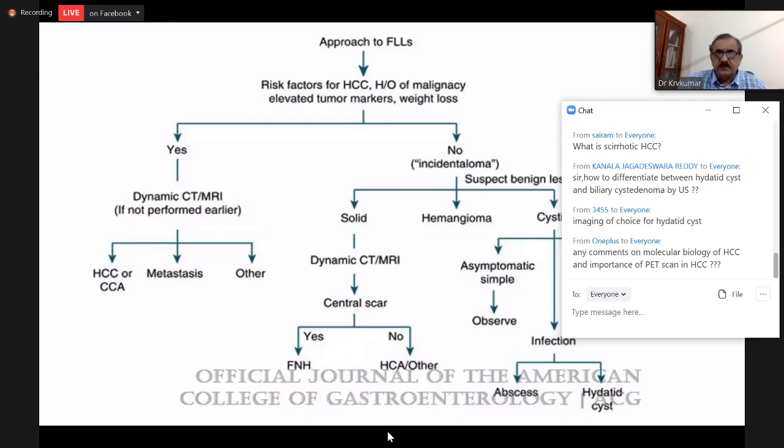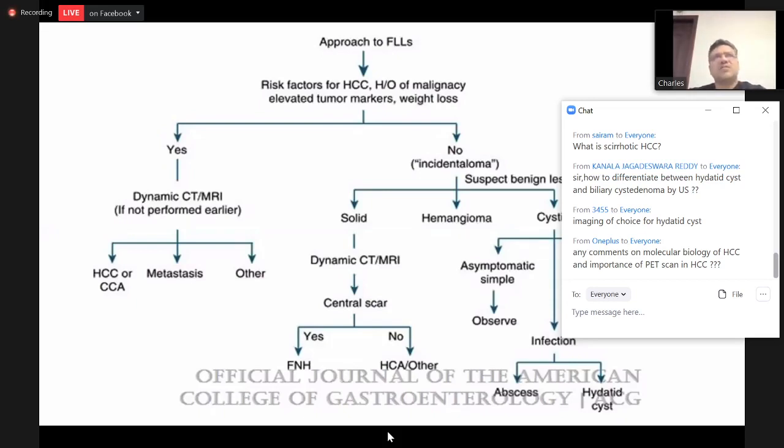How to differentiate between hydatid cyst and biliary cyst adenoma by ultrasound scan? No, hydatid cyst, whenever you see small daughter cysts, calcification, and what is called the water lily sign, where you see the endocyst that is dissected from the wall and floating in the cyst, then you think of a hydatid cyst, and there'll be the history of travel, and you do a hydatid serology that will be positive. That's when you think of a hydatid cyst.